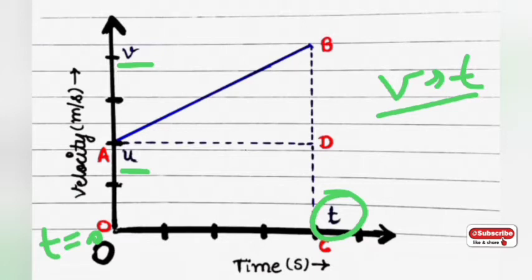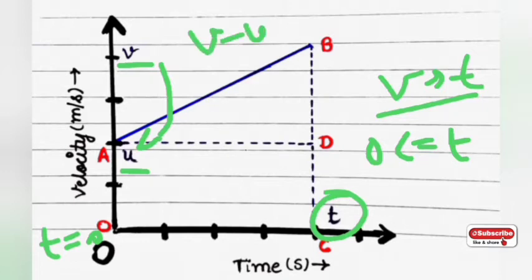As you can see, from O to C is our time, that is describing our time period, and BD is the velocity change. How can you measure the velocity change? Finally it was v and initially it was u, so final minus initial will be your velocity change, and that is why it would be v minus u, and that is actually this BD.